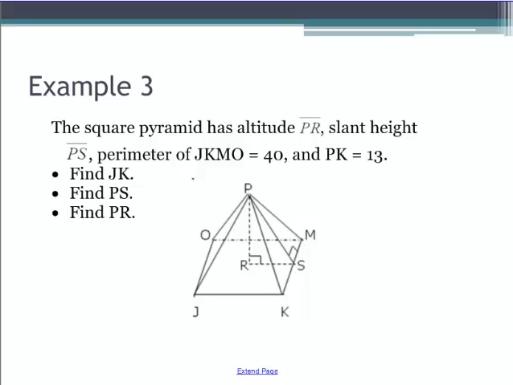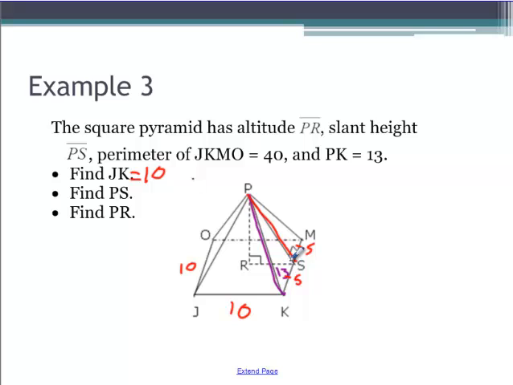And our final example for this section, the square pyramid has an altitude PR and a slant height PS. The perimeter of JKMO is 40, and PK, this side here, is 13. So, since there's a perimeter of 40, that means each one of these is 10, and the back one's 10. I'm not going to label that, but over here, the slant height splits that in half. Each of those are 5. So, find JK. Already did that. That's 10.